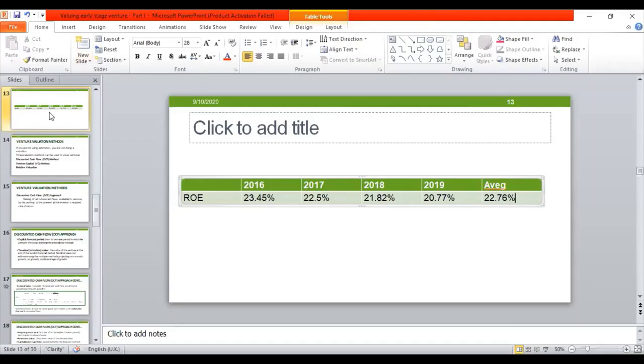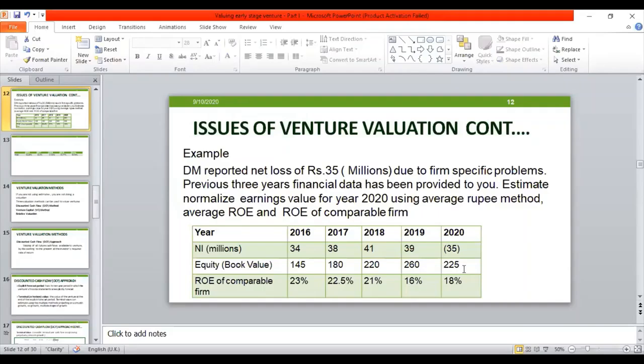So now we can apply this rate to the given equity value of the firm. The equity value at the end of year 2020 is given as 225. So if the firm wants to achieve a normal return on equity, the average return on equity value of 22.76%, what would be the net income? Tell me, what is the net income value based on this method? First you need to calculate the historical return on equity over the period of 2016 to 2019, and then get an average value.